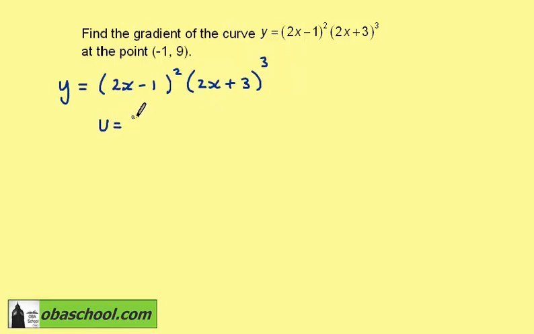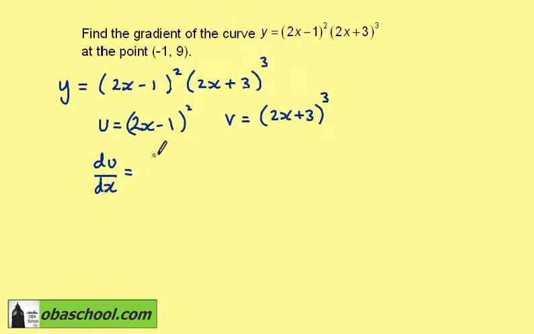It's a product, and we can see that u is (2x minus 1) all squared, and v is (2x plus 3) cubed. We need du/dx, and we can use the chain rule. Differentiate the bracket, and multiply by the differential of the inside function. So we have 4 times (2x minus 1).